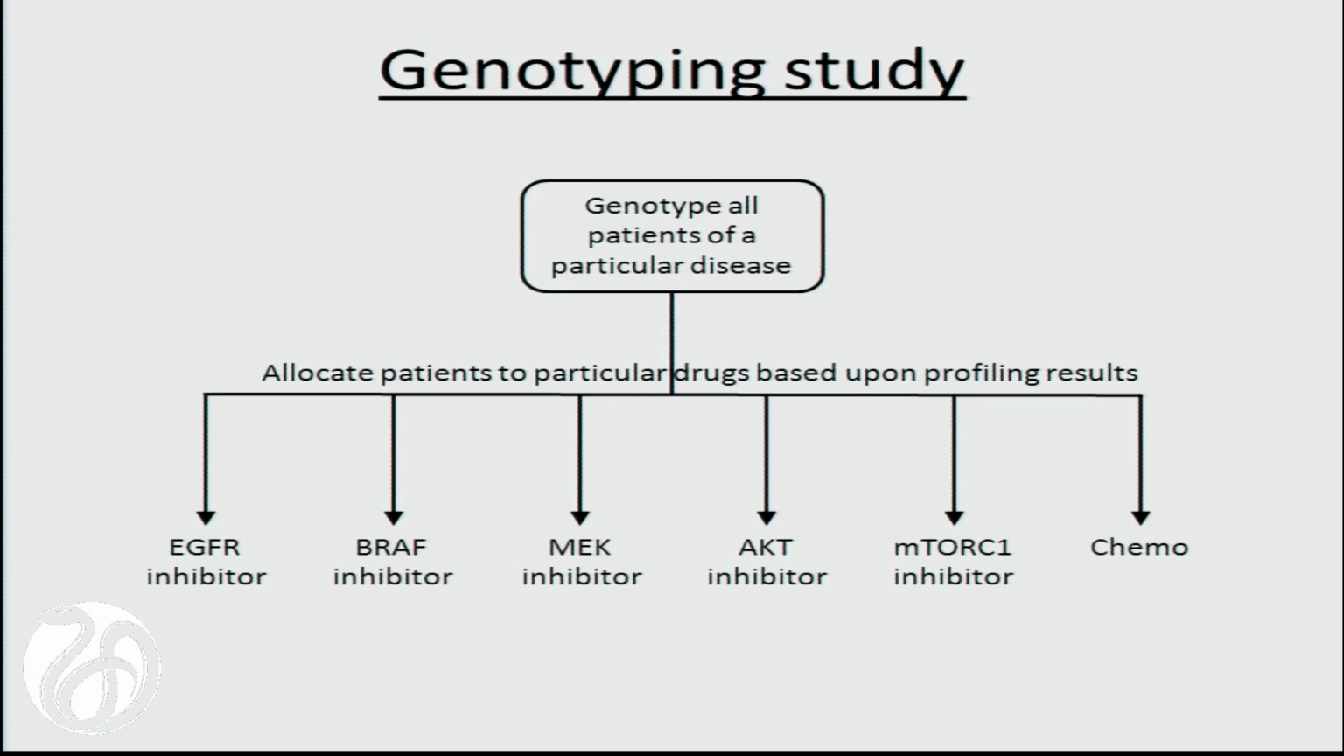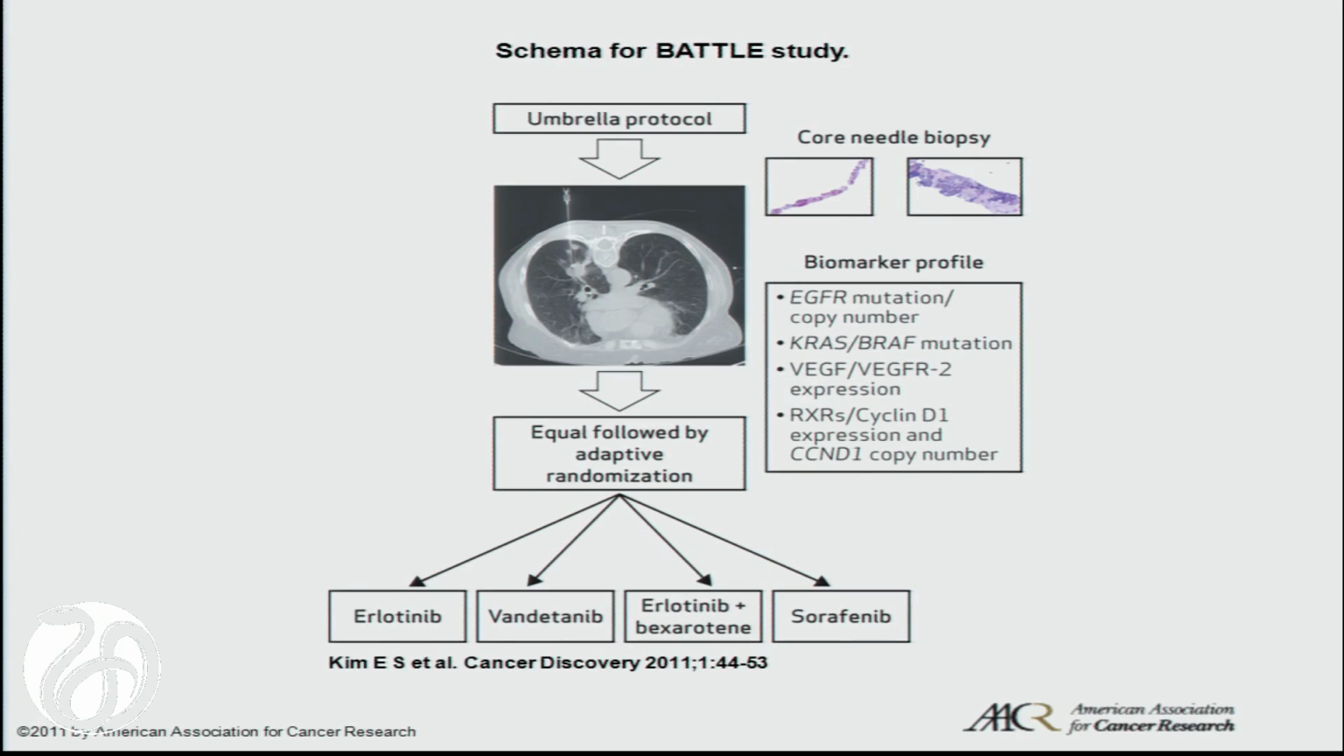And so if you have one biomarker, maybe an EGFR mutation, you get an EGFR inhibitor. Maybe if you have a BRAF mutation, you get a RAF inhibitor, et cetera. Maybe if you have no identifiable alterations that you're sure what to do with, you just give these patients chemo, and then you compare these arms to see how they did and whether the genotyping was helpful. And so this was the schema for the BATTLE study that Roy ran, and what they did is fresh biopsies, and then they did an adaptive randomization to give patients either erlotinib, vandetanib, erlotinib plus this inhibitor, and sorafenib.